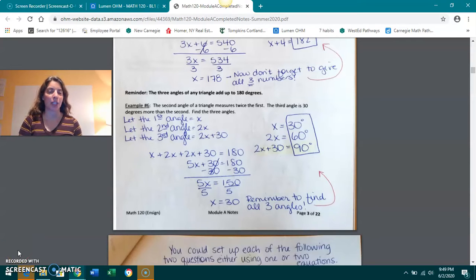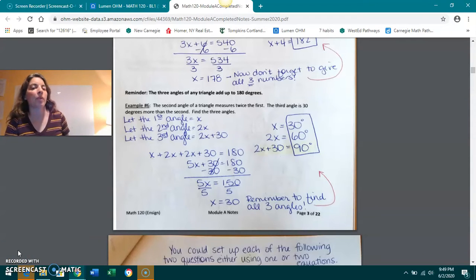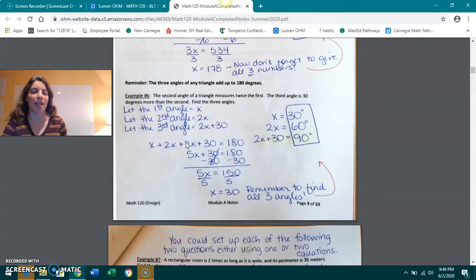Okay, so we're back to do a little bit more with the word problems for Module A. The next one you can see here on your screen from the notes talks about angles of a triangle. We did this one in Math 95, so if you did Math 95, you would have seen these, but if you came through a different path, hopefully you've seen it at some point also.